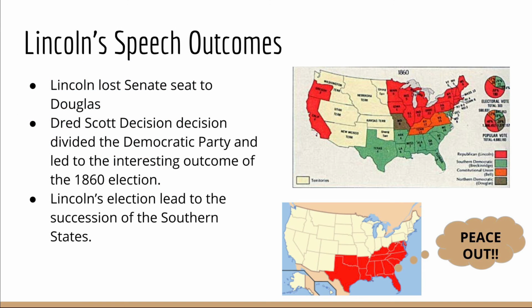Lincoln's speech had several outcomes. 1. Lincoln lost the Senate seat to Douglas. 2. Dred Scott's case decision divided the Democratic Party, which led to the interesting election of 1860 and the weird outcomes. Lincoln won, and in no time flat, the South secedes from the Union, and we were off to war.